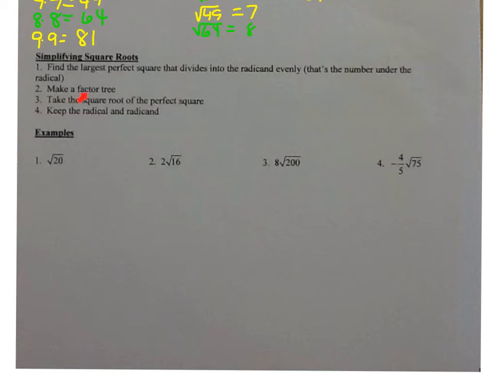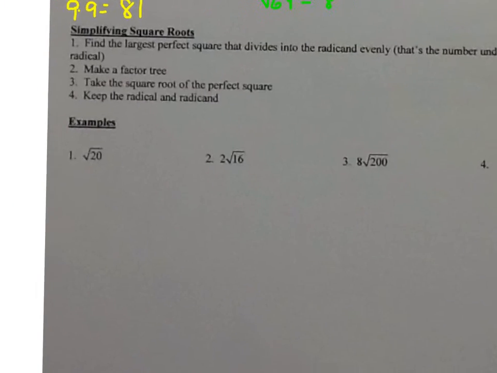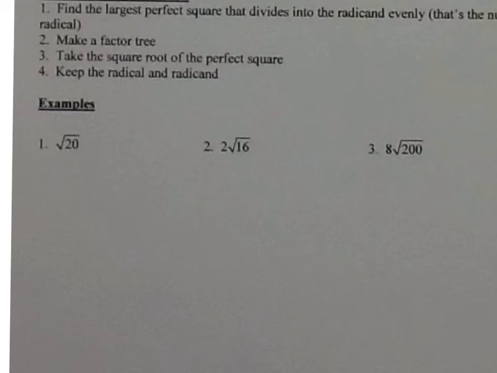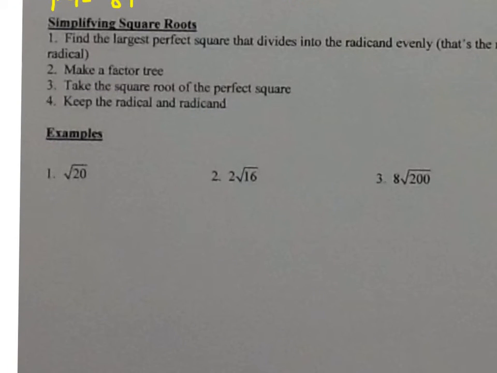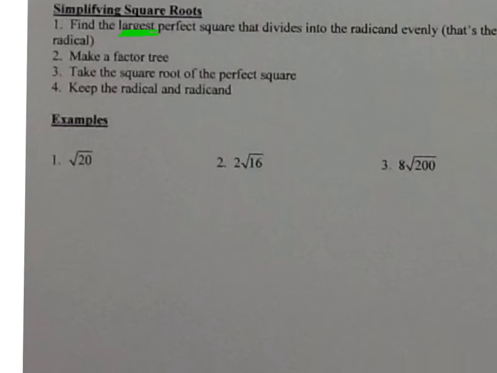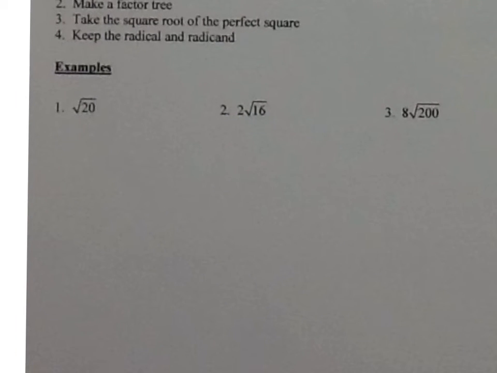All right, you're going to make a factor tree. Take the square root of the perfect square. Keep the radical and the radicand. All right, so let's start with 20. So you want to find what perfect square divides into 20. Now remember, you're always looking for the largest perfect square that divides into the radicand, sorry. I have that written right here, the largest perfect square. Because sometimes there might be more than one perfect square that divides into the radicand, but then you have to keep simplifying, and we don't want to have to do that.